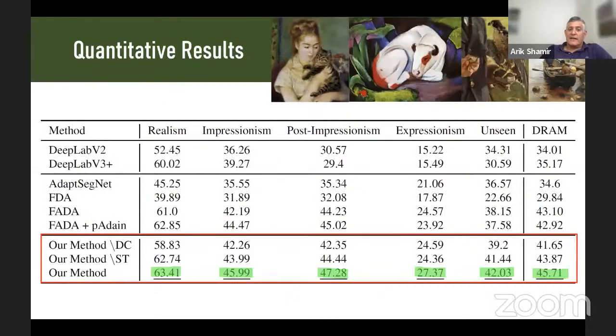Again, in the quantitative sense, we were testing it on our test set. Of course, the test set does not include any artist that was used in the training set. And we found that our method beats the state of the art and is better. But as you can see, the results are still rather low. So there's still a lot of work to be done in this very, I would say, challenging domain of art.